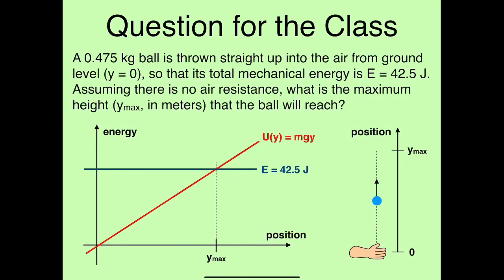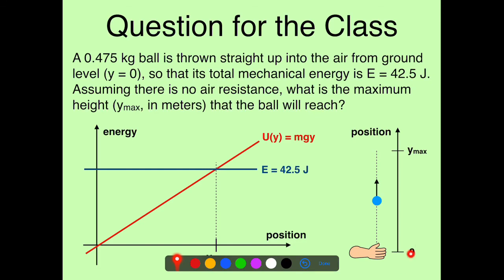Okay, so here's an example problem that I'd like you to try out on your own at home. What we have is a 0.475 kilogram ball thrown straight up into the air from ground level. So starting over here at ground level, y equals 0. And the total mechanical energy of the ball, E, is equal to 42.5 joules. Assuming there's no air resistance, what is the maximum height that the ball will reach?